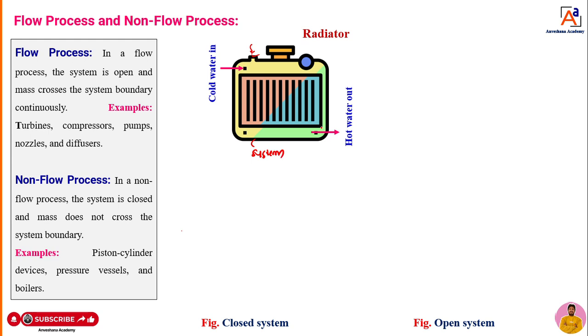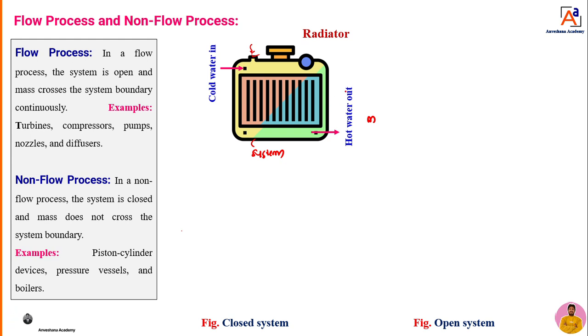If the hot water is coming out, that means a certain quantity of hot water, that is, mass, is crossing the system boundary. If the mass crosses the system boundary in a process, that process we can call a flow process. Flow process is a process in which the mass crosses the system boundary.